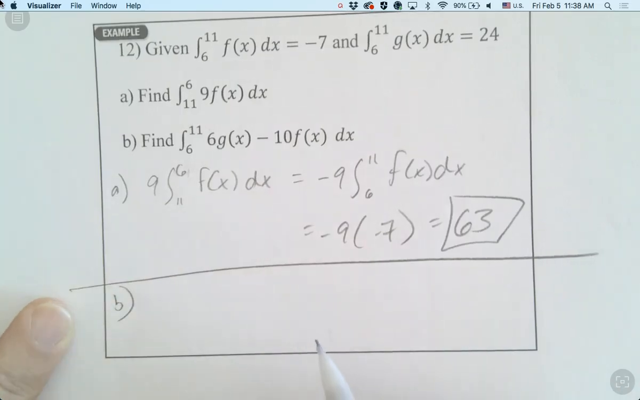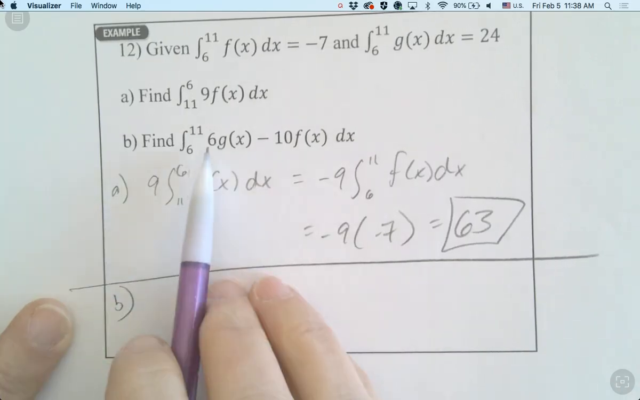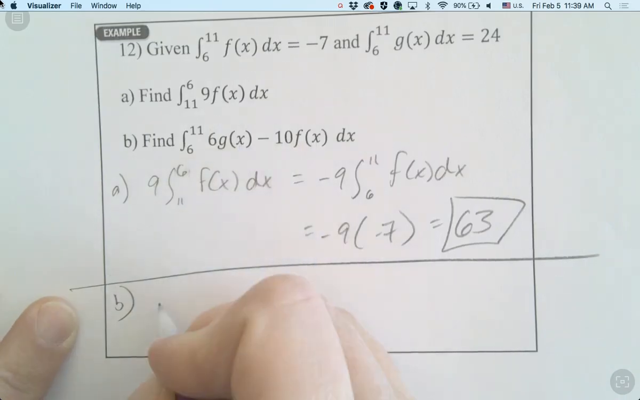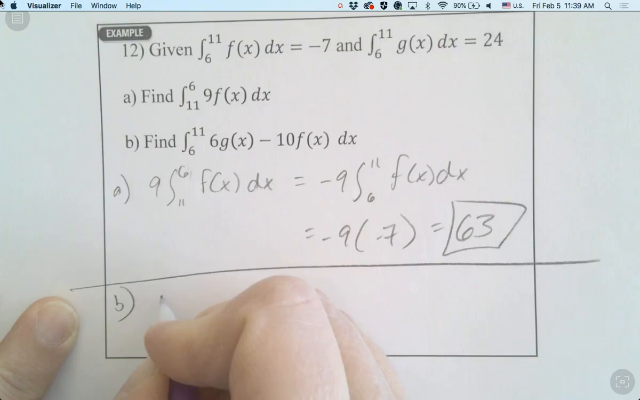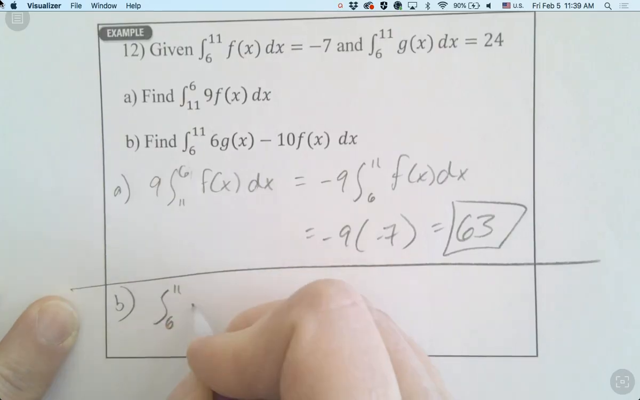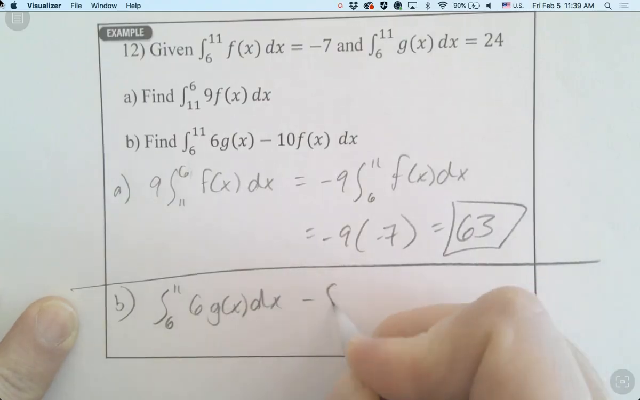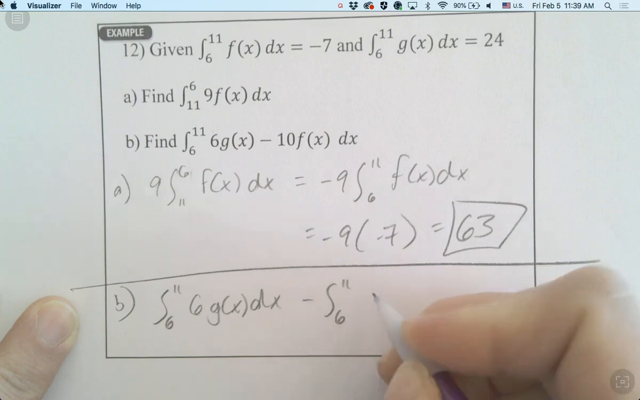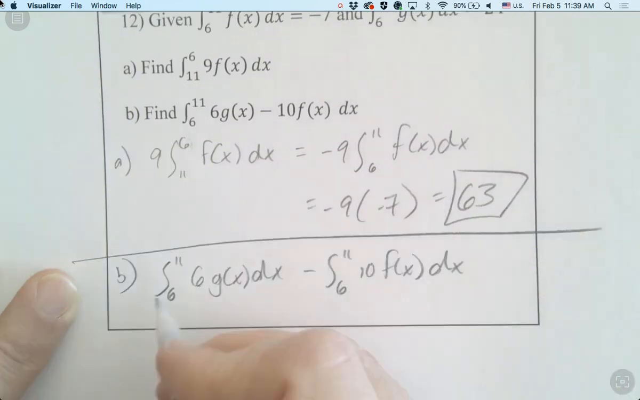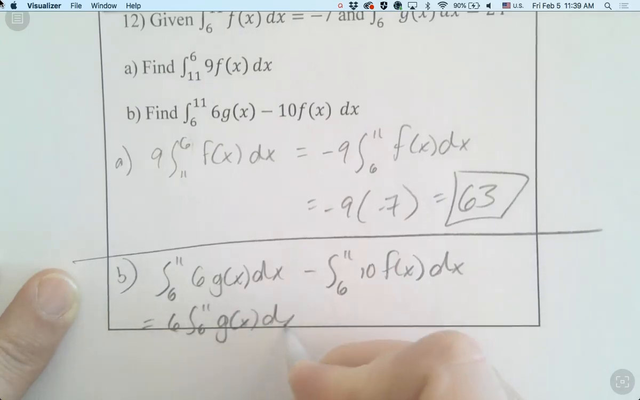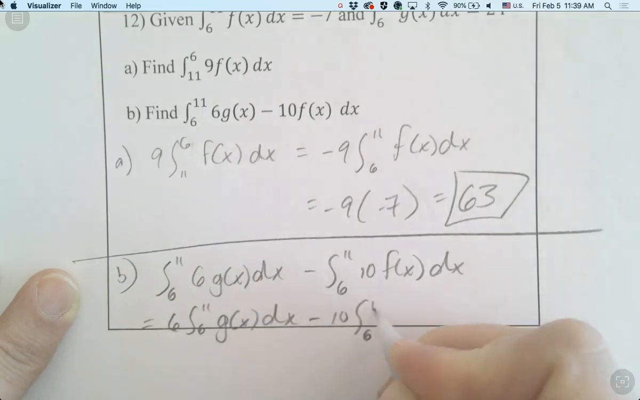All right, so for part B, we have a constant in front of the g and another one in front of the f. So we can split that up. I'm going to do it in a couple of steps. I'm going to say, let's call that the integral from 6 to 11 of 6g of x dx minus the integral from 6 to 11 of 10 times f of x. Yeah, you could do that at the same time if you want. I'm just going to do that right now. So 6 times the integral from 6 to 11 g of x dx minus 10 times the integral from 6 to 11 of f of x.